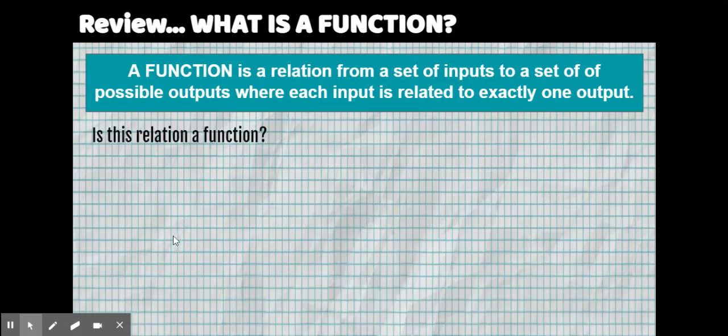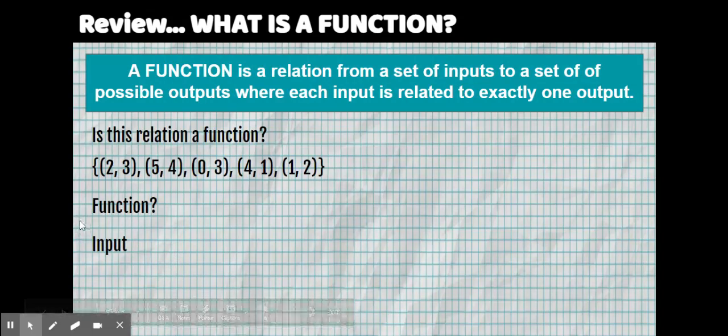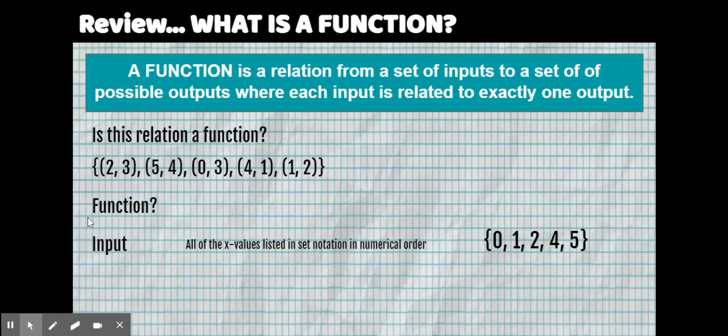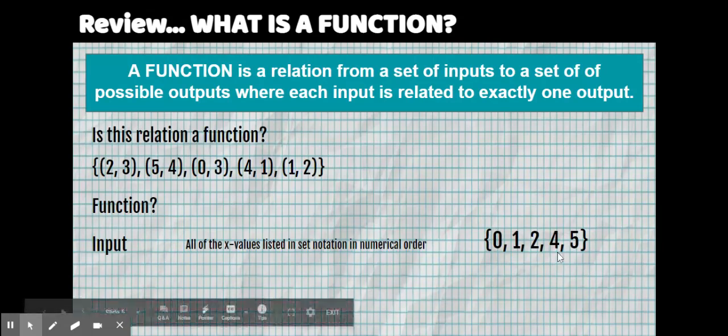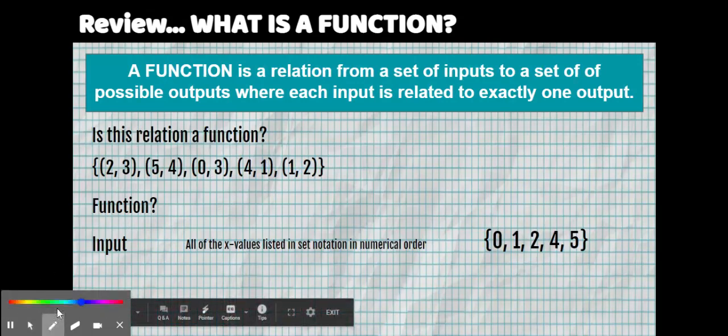So we looked at that. I gave you a relation, and then I would ask you if it was a function or not, and you had to do a couple things. We listed the input values, so we looked through that relation, and we took all of the x values in numerical order and made sure that it was in set notation and processed the 2, the 5, 0, 4, and 1, and there are the values that we get there.